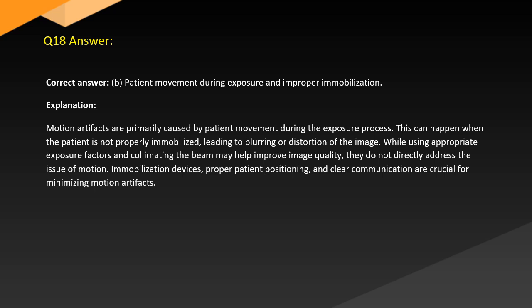Answer. Correct answer: B. Patient movement during exposure and improper immobilization. Explanation. Motion artifacts are primarily caused by patient movement during the exposure process. This can happen when the patient is not properly immobilized, leading to blurring or distortion of the image. While using appropriate exposure factors and collimating the beam may help improve image quality, they do not directly address the issue of motion. Immobilization devices, proper patient positioning, and clear communication are crucial for minimizing motion artifacts.